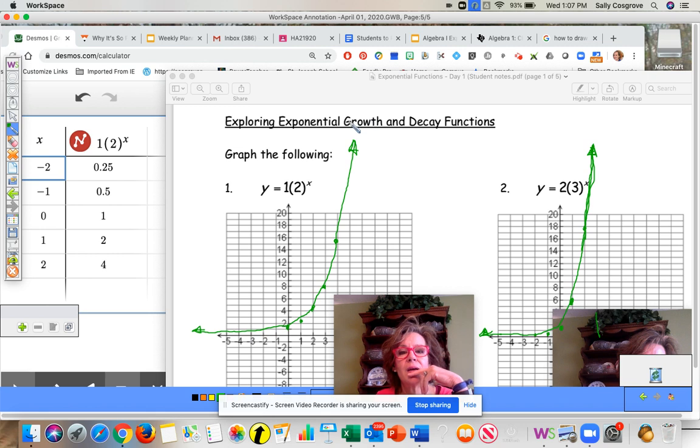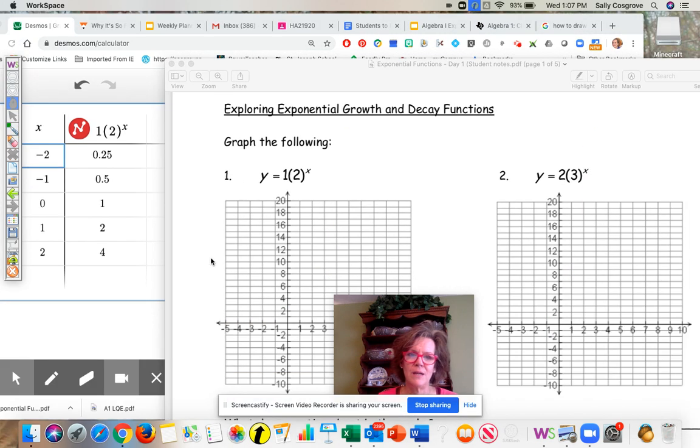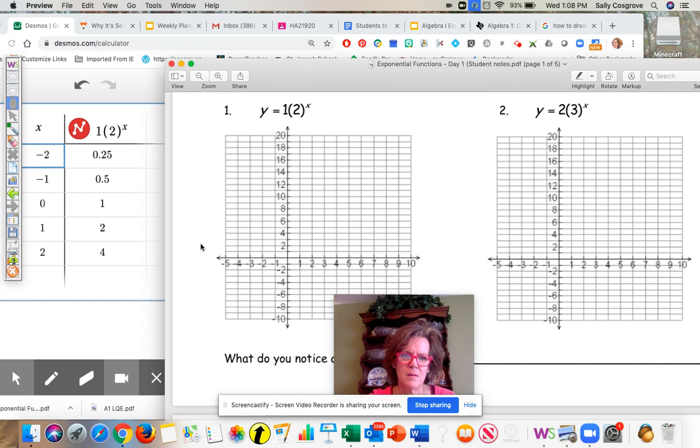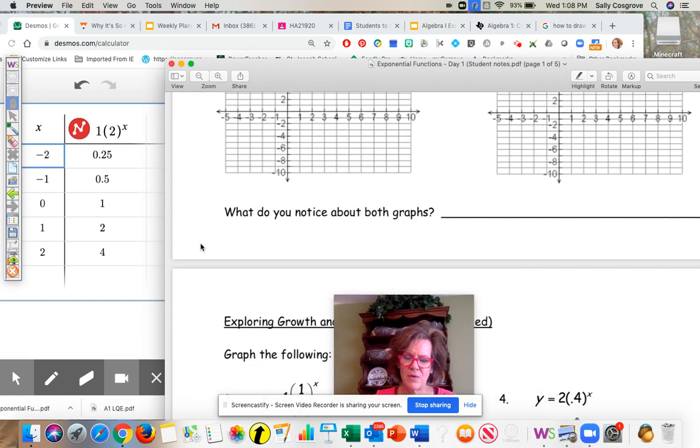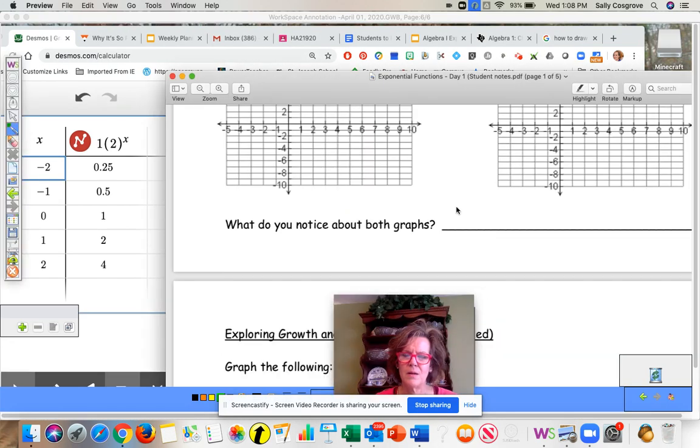So what do you think? Are these growing or are these decaying? That's right. Both of these are growth. So if you need to press pause here, go ahead. Otherwise, I'm going to scroll down to the bottom. And what do we notice about both graphs? We notice that both graphs are growing.